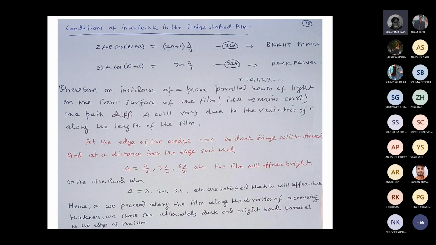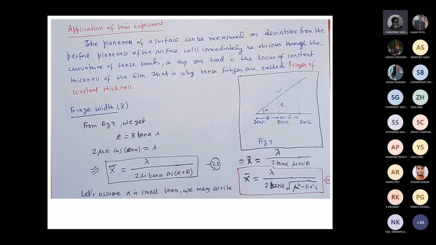So as we proceed along the direction of increasing thickness, we shall see alternately dark and bright bands parallel to the edge of the film. We'll discuss later in a later diagram why they will be parallel to the edge of the film: parallel to the edge, the thickness will remain constant for a particular plane, so you will get a band.